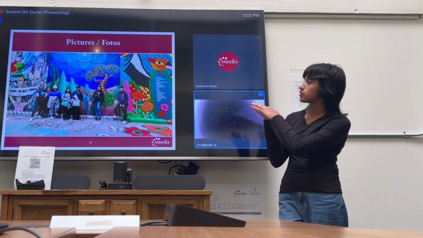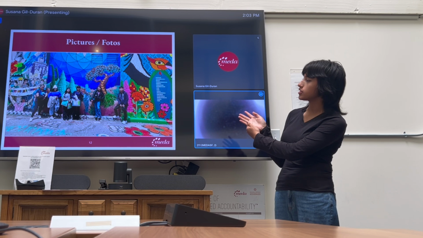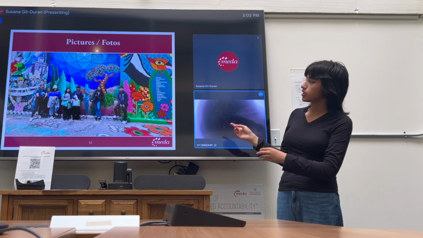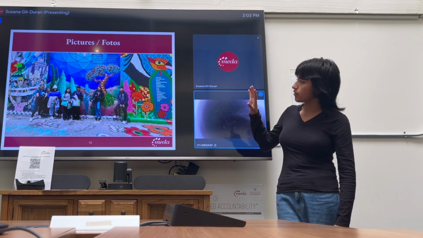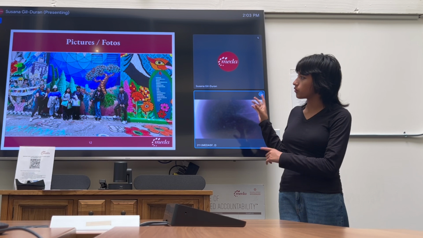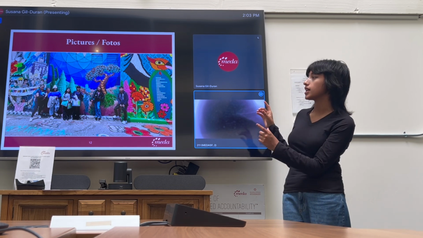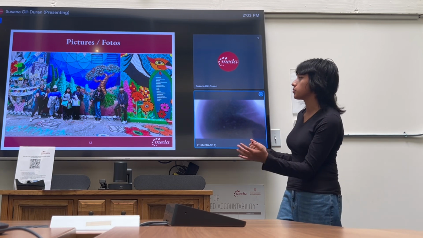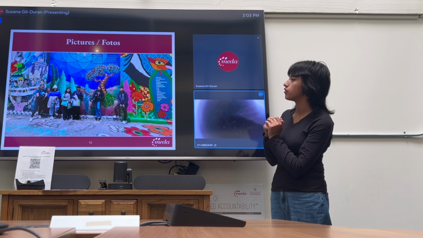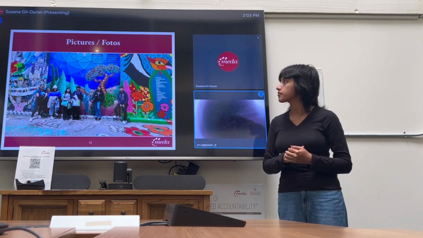So this is a picture we took. We were at the murals here at Mission. We were doing some research about them. We picked a photo, or we took a photo of one of the murals we really liked, and we did research on them, which I thought was pretty cool. It was really colorful and full of culture.